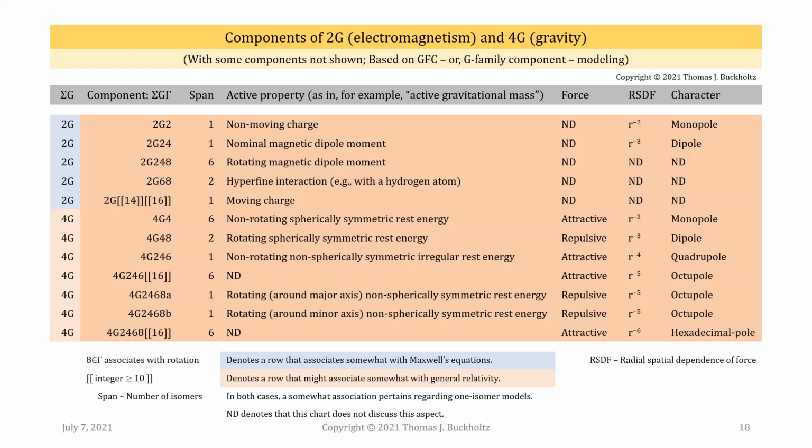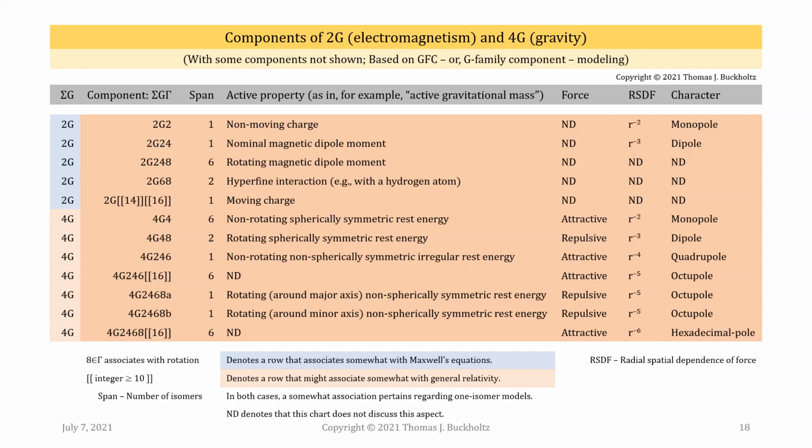If the source of the gravity rotates, 4G48 provides a next order adjustment. The word repulsive pertains. The word dipole pertains. I think that this component associates with, regarding general relativity, rotational frame dragging. Each of 3 instances of 4G48 has a span of 2, not 6 and not 1, isomers.